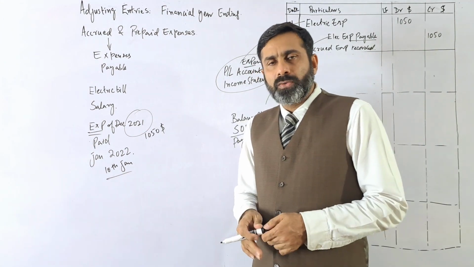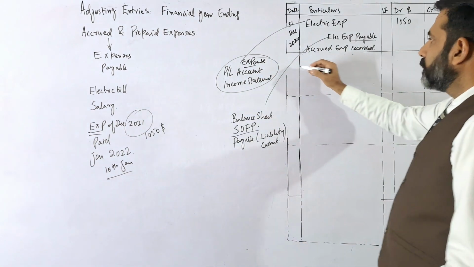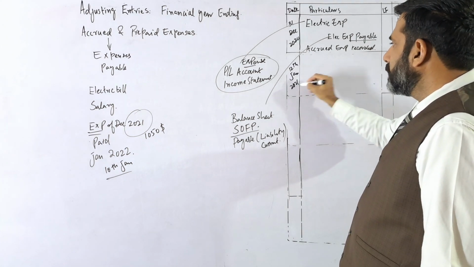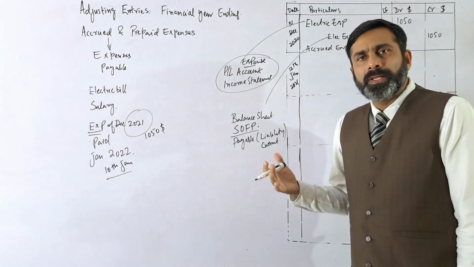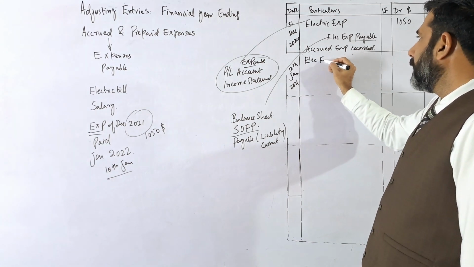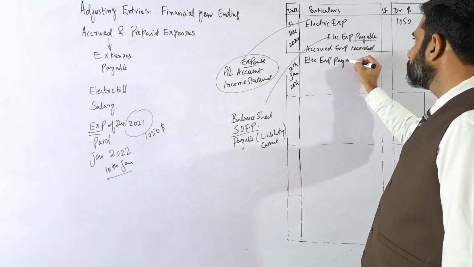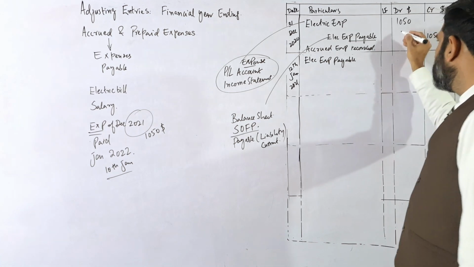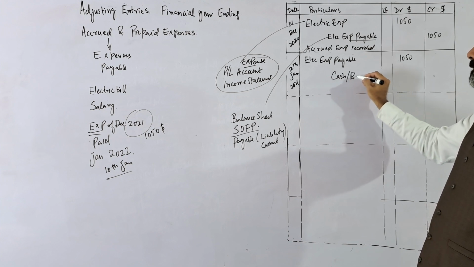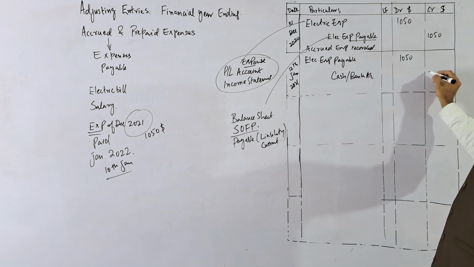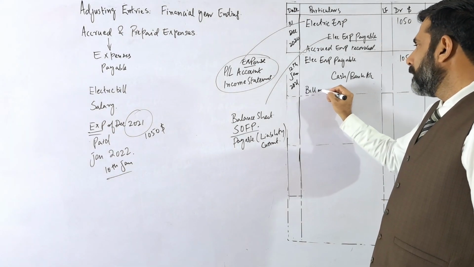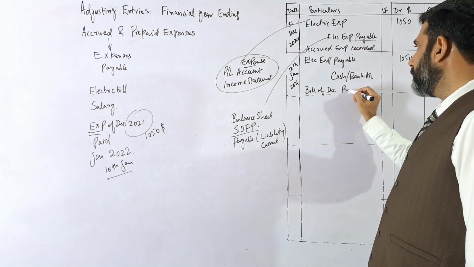Now 1050 is the total amount, so it will be paid in the next month. So let's say it is on the 12th of January 2021, the amount is paid, the payable or the liability is paid. So what we'll do, electricity expense payable is debited by 1050, and cash or bank account is credited by 1050. So bill of December paid.